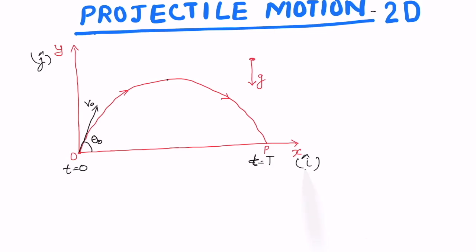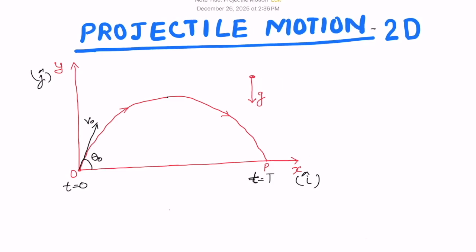Then i cap is the unit vector in the x direction, and j cap is the unit vector in the y direction. We'll use vector notation for analysis. Let's see how that goes. So we can obviously say, based on the things that have been given to us, that the acceleration vector in play here is minus g j cap.